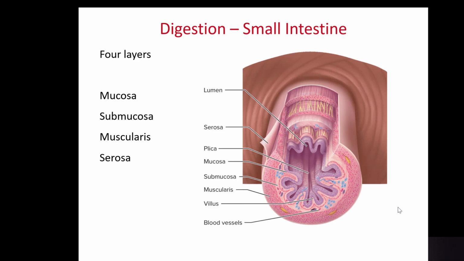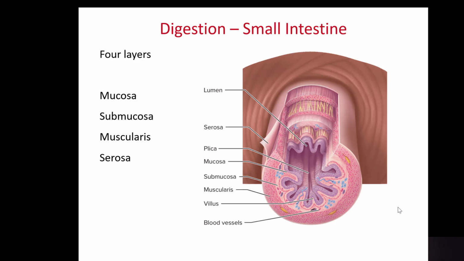Now remember, the small intestine is not short. It's very, very long, but it's narrow. So the small intestine is smaller diameter, but very, very long. And this is where most of the digestion occurs. Most of the digestion occurs actually in the first about 12 inches of the small intestine.